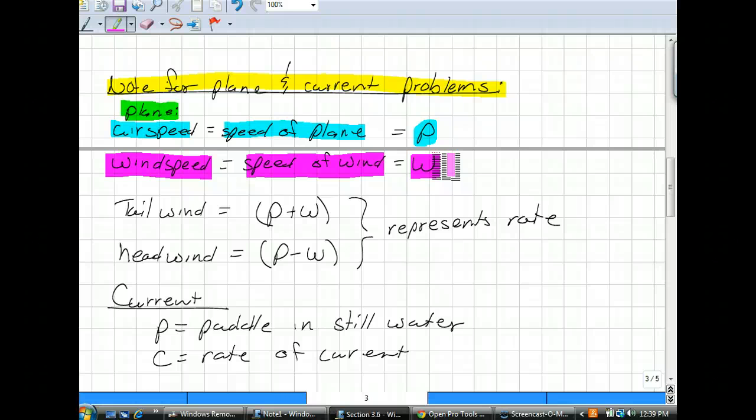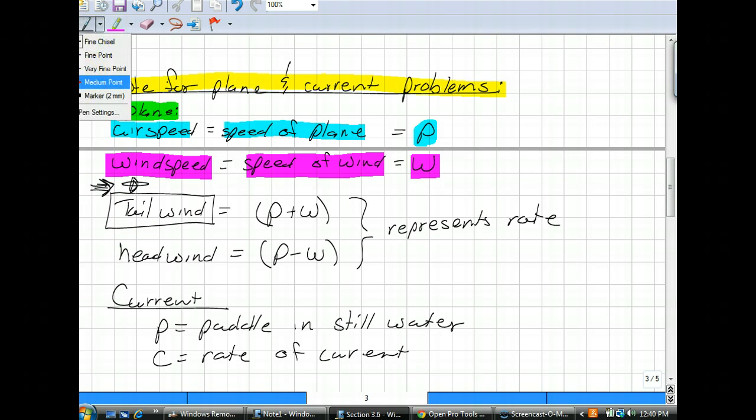So in these problems, we have the situation where we have what's called a tailwind. And that's where, let's say the plane is flying along, and the wind is pushing the plane. Okay, so that's my plane, and here's the wind pushing it. So it's actually going to go faster than if it was just flying in still air. So P plus W represents the rate with the tailwind. This is called a tailwind because the wind is pushing it.